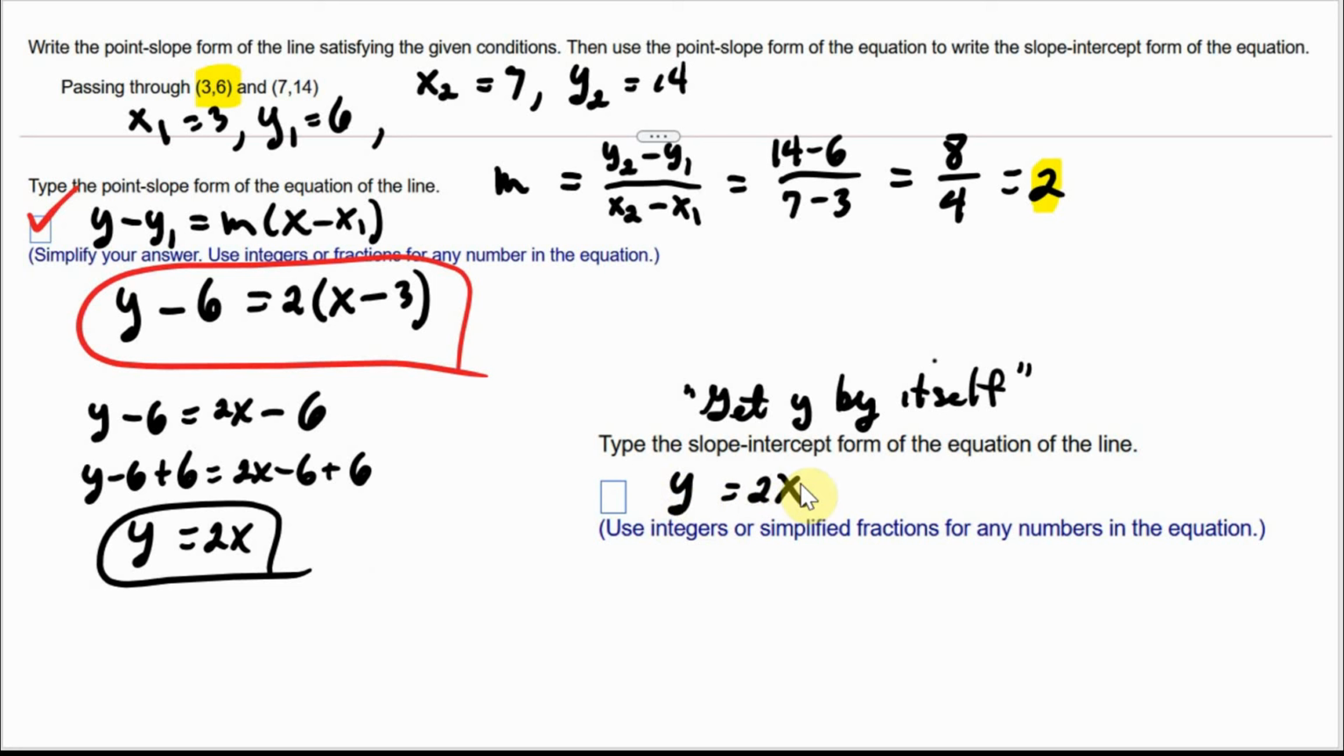For this problem, here's my question to you, class. What is the y-intercept? 0. Do you see that? Y is equal to 2x plus 0. So m, the slope, is 2, and the y-intercept is 0. Okay? Can we be like the Jeffersons and move on up? Can I go to the next?